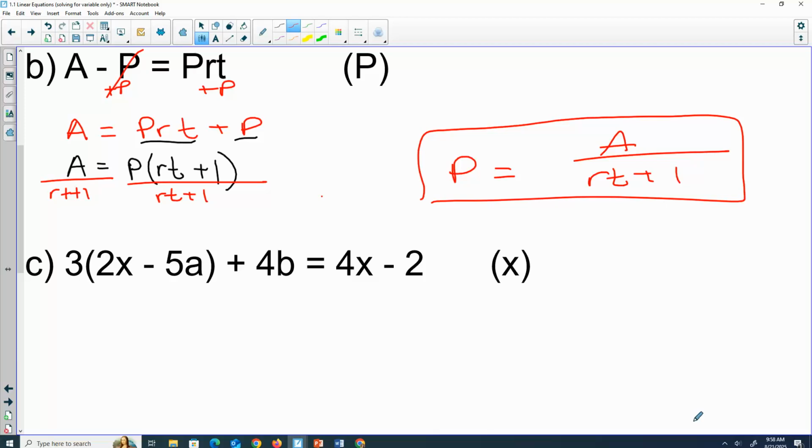When I'm looking at this problem, there's a lot going on. But think about order of operations. Where do we begin? Right. You distribute. Remember parentheses? PEMDAS? You guys remember that? So we start with the P, the parentheses. I can't actually subtract those, so we have to distribute that 3. So we get 6x minus 15a plus 4b.